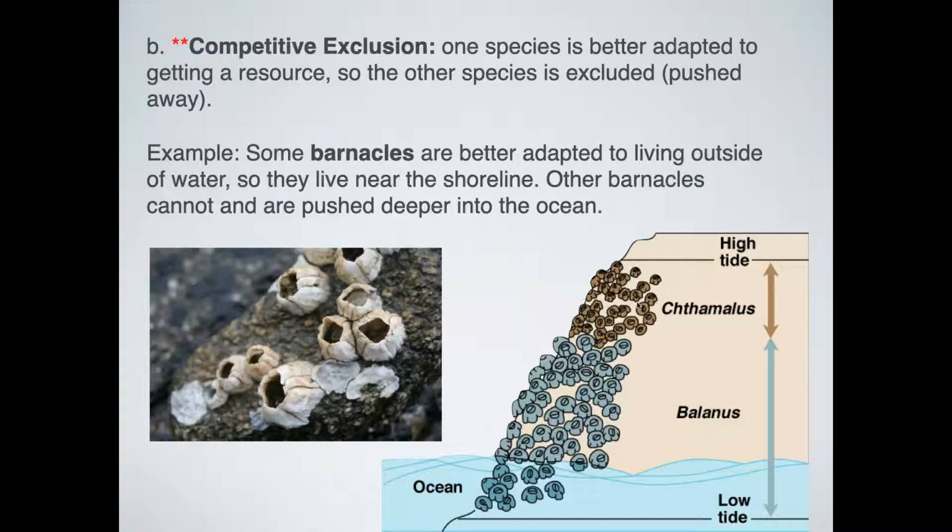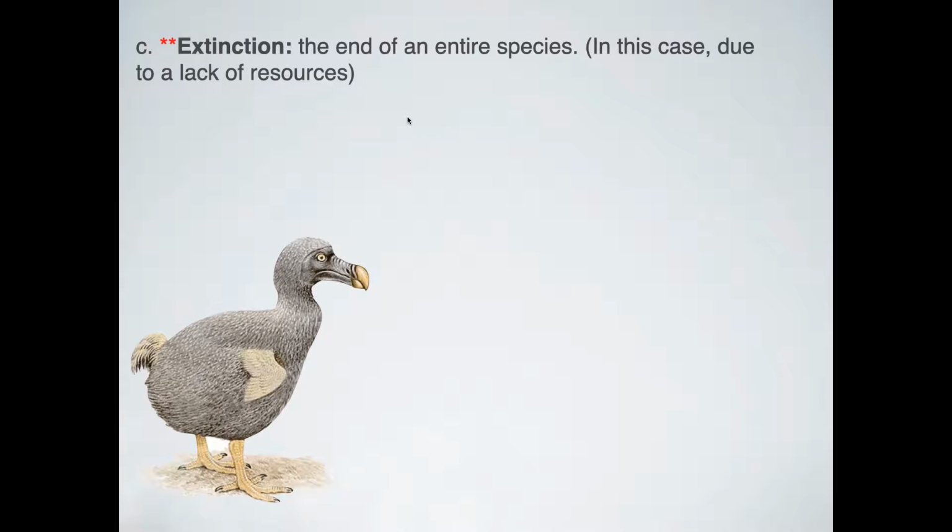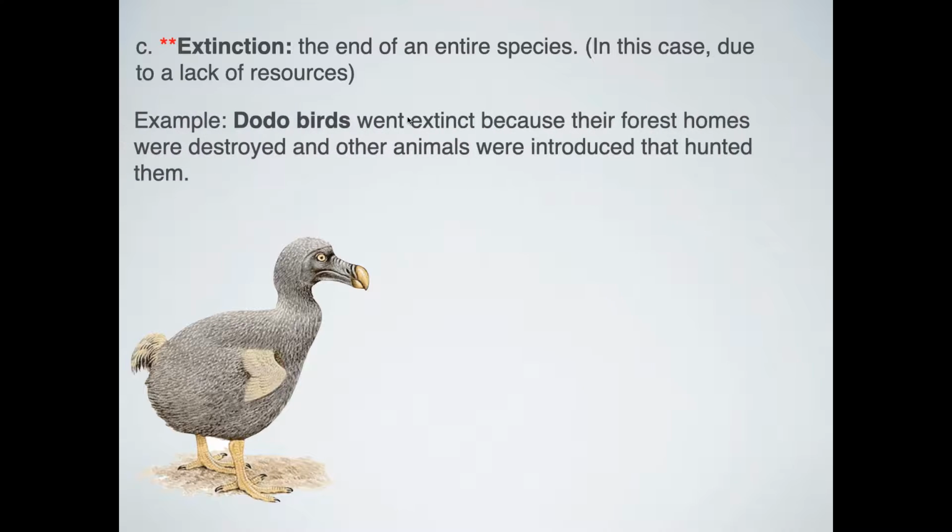And again, that happens because they are better adapted to getting a particular resource. And in this case, it's holding on to water and being able to survive with a particular amount of oxygen that way. Extinction is probably the most negative. It is the end of that species because of a lack of resource. The most common and probably cited example of that are dodo birds.